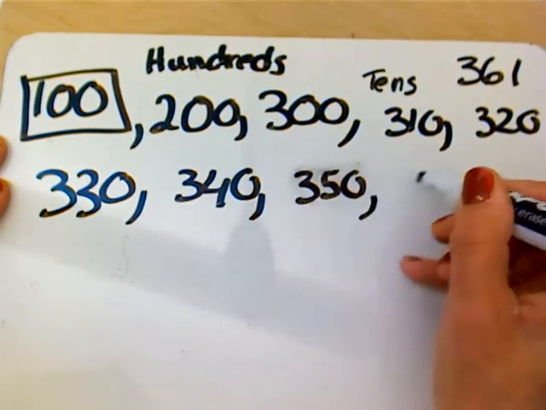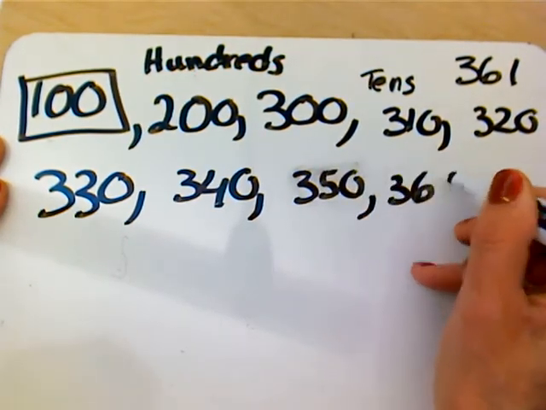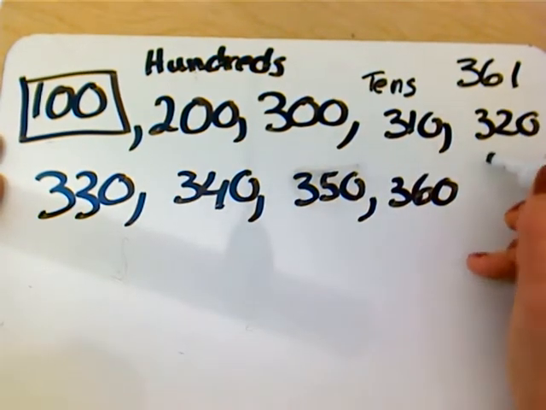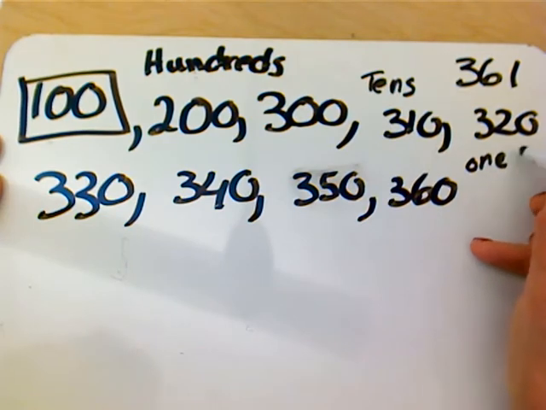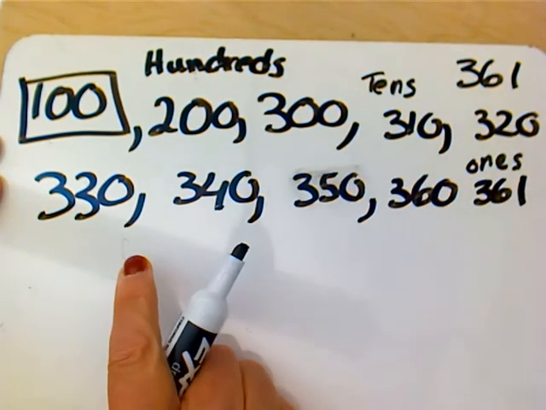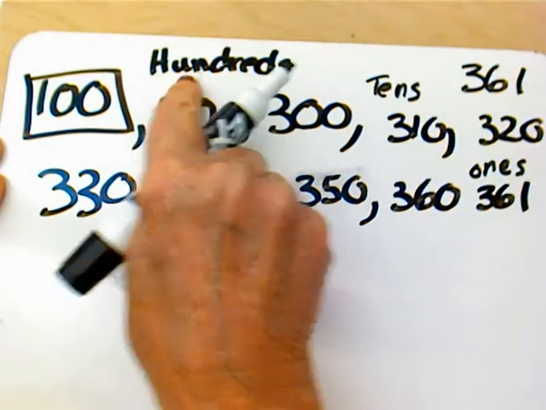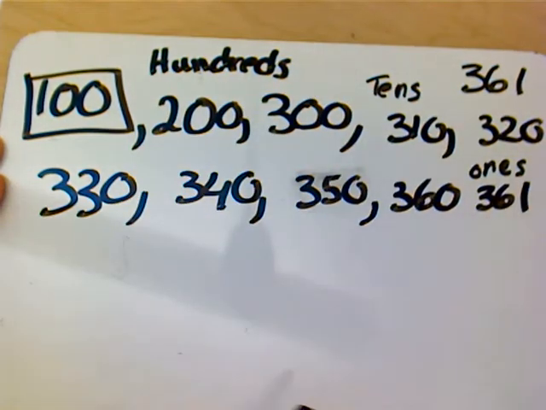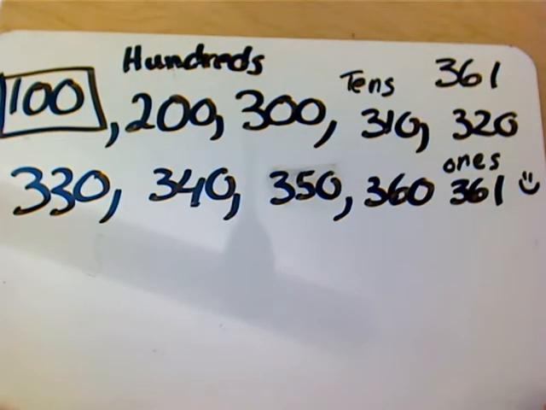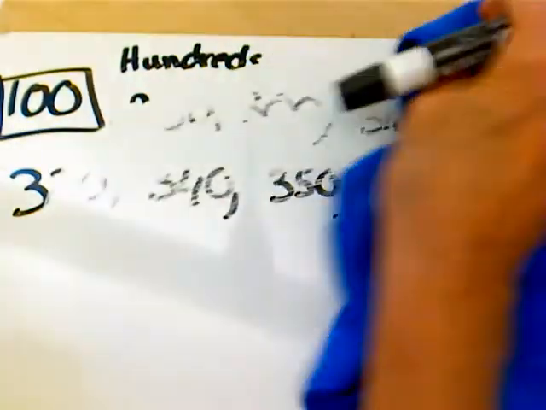350, 360. Oh my gosh, I'm not quite there. I still have one more to go, so I'm going to have to switch over to ones and go 361. So this time I counted by hundreds, tens, and ones. But I got where I was going. Did you switch and count by ones at the very end? If you did, you just got yourself a smiley face.